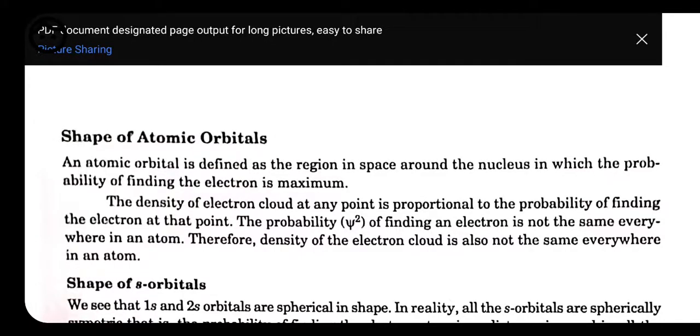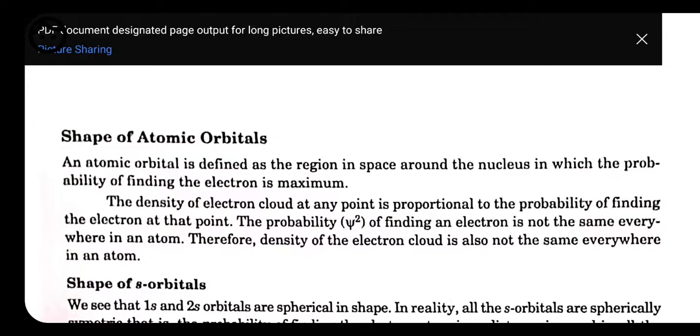Students, let's continue with another topic of this chapter, that is shape of atomic orbitals. We know that orbitals have different shapes. We have s orbital, p orbital, d and f orbital, and they all have different shapes. Now we are going to discuss the shape. Before that, I will explain how the scientists came to know about the shape of the orbital.